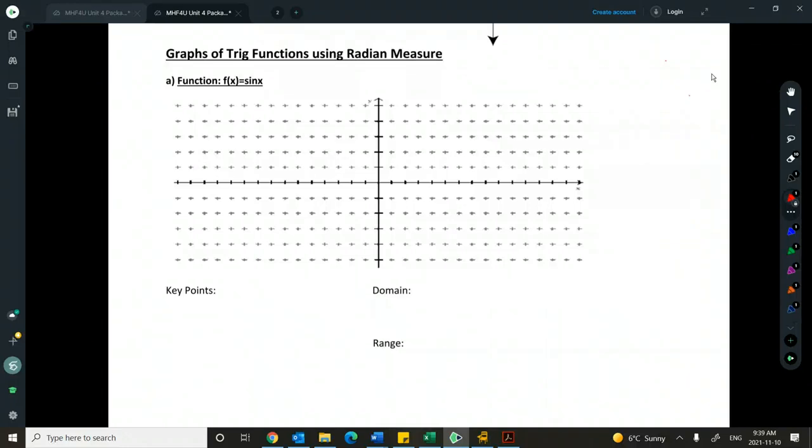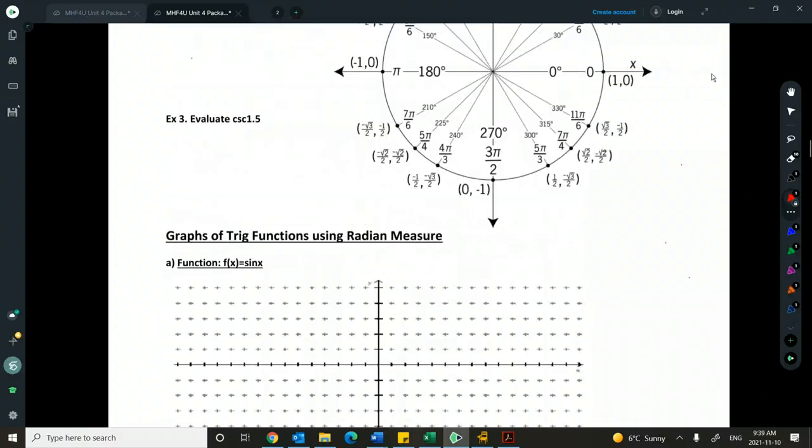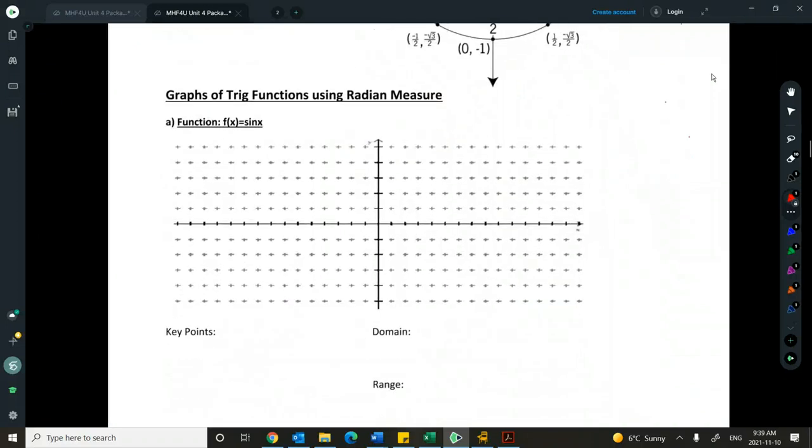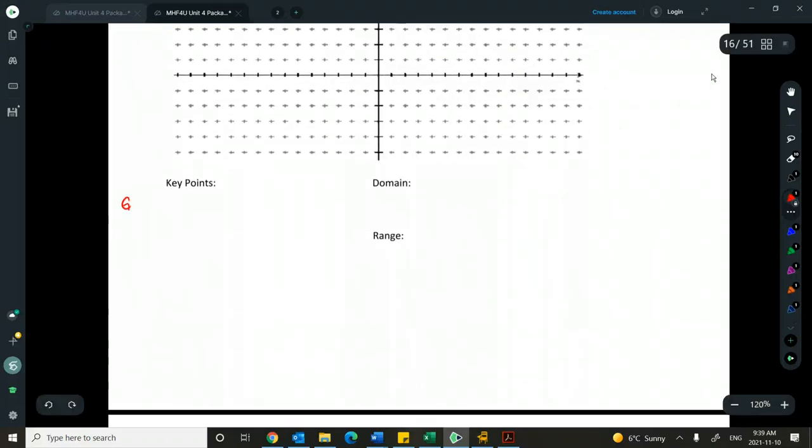So if you guys remember, our sine and cosine functions were sort of like these wave functions. They look very similar to one another. Back in grade 11, we used these main quadrant separators, 0, 90, 180, 270, 360, as our key points for sine and cosine. So in the grade 11 course, we did 0, 90, 180, 270, 360.